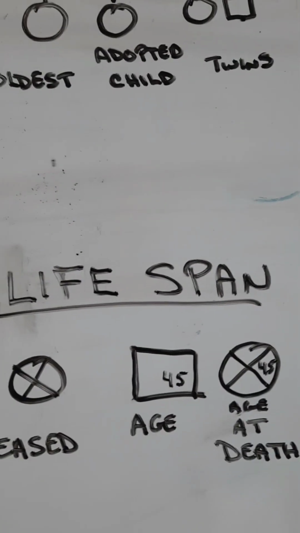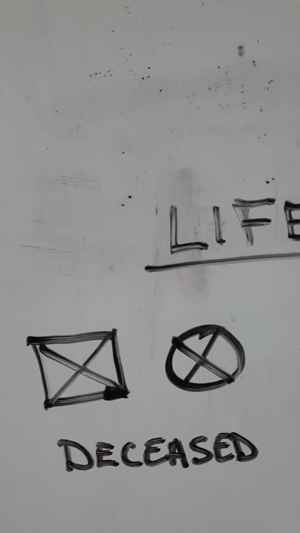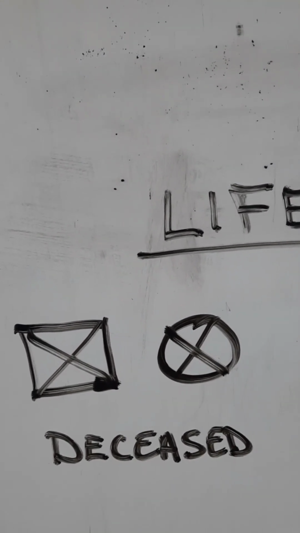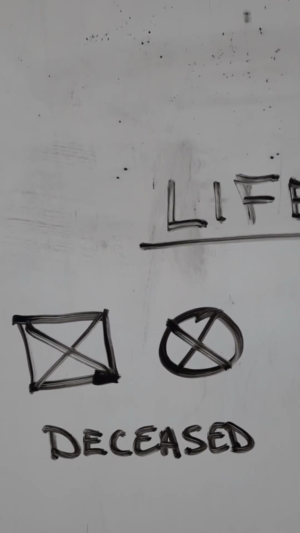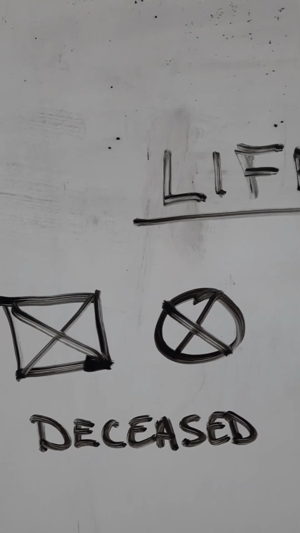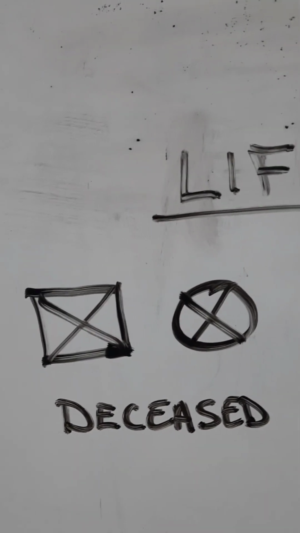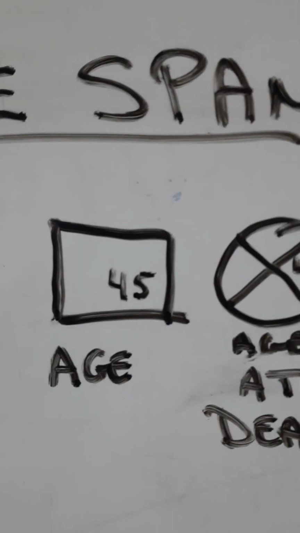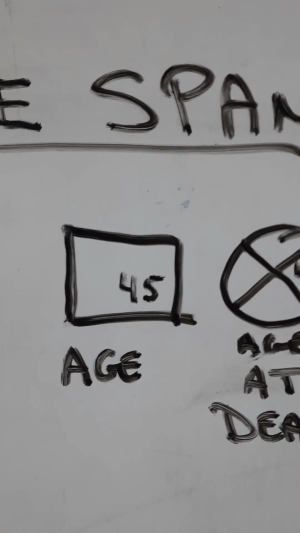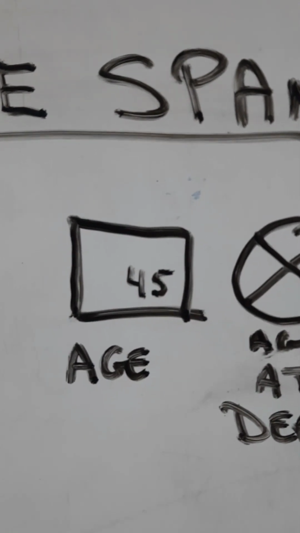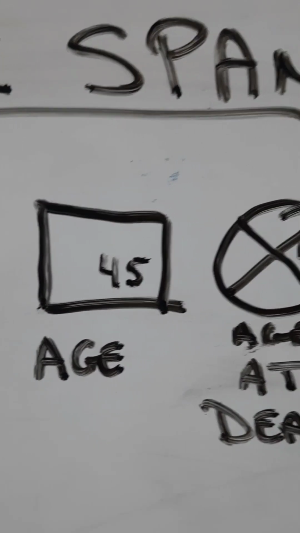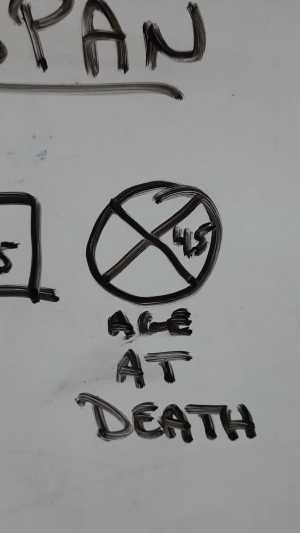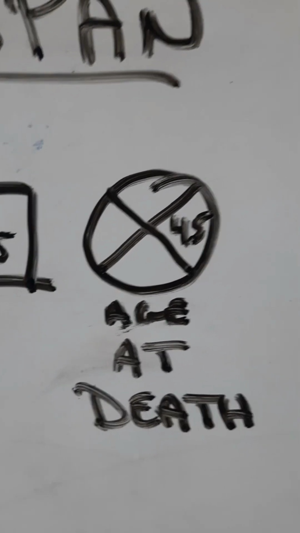When we're documenting the lifespan, deceased is always made either with a circle or a square, depending on the sex, with an X going through it. If you want to document their age, if they're still alive, there's no X in there. You just put their age. Here, the man's age is 45, and the female died at 45.